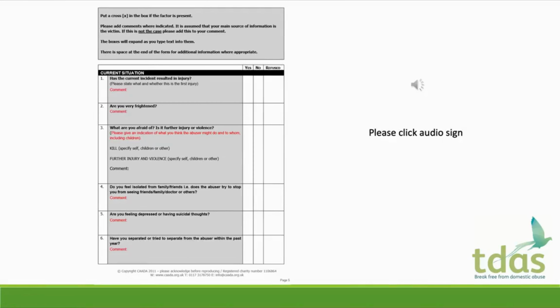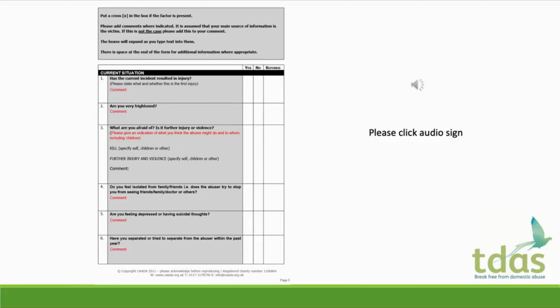The first question: has the current incident resulted in injury? This is quite a simple yes or no answer. However, it is important to explain if this incident has caused any injury and to document what these are. For example, you may say the victim was pushed down the stairs and has bruising along her arm and shoulder.